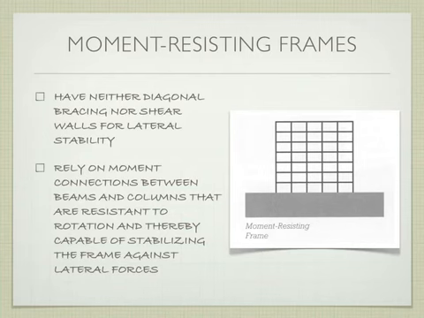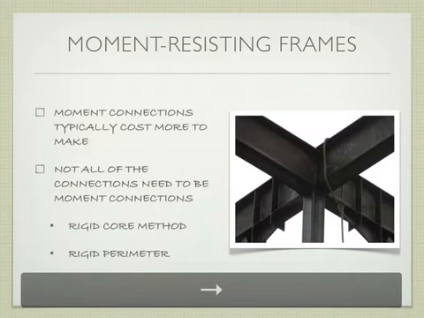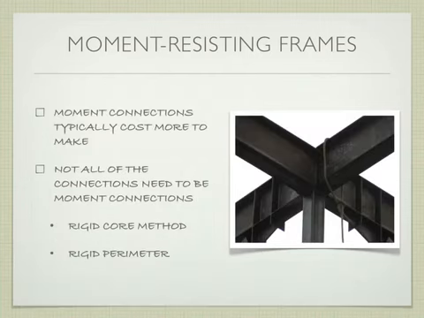Typically in a building, we're going to have some combination of the two. In the world of architecture, we would like to have everything completely open, but we're willing to sacrifice certain diagonal braces to be able to have moment connections in other places. We'll use diagonal braces where they're not going to be seen. We'll use shear walls where they can be in a core, for example. And we'll supplement with moment-resistant frames when they're really important. This is all because they cost more. Not all of the connections need to be moment connections.